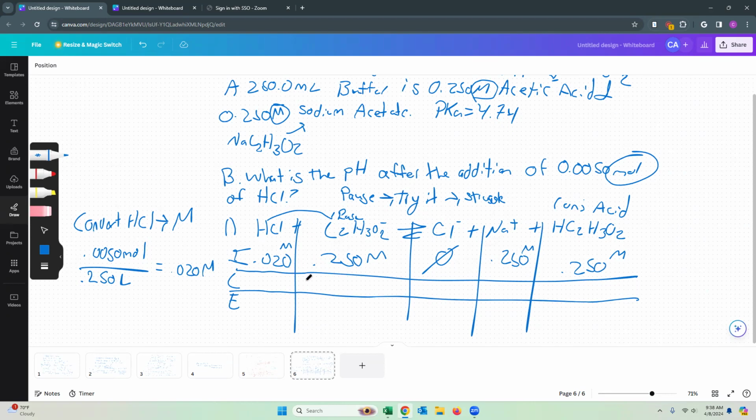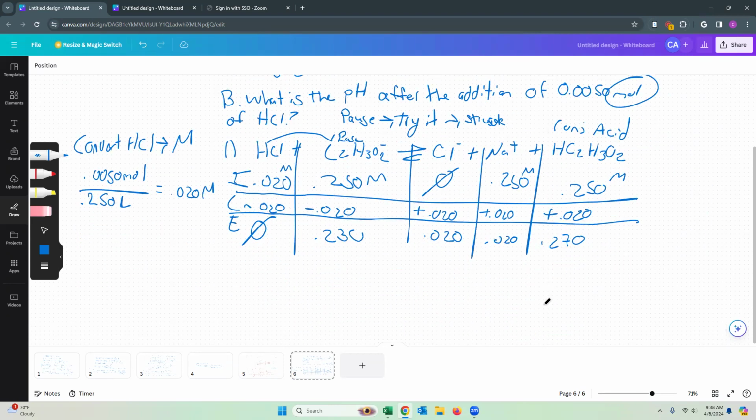Right now we're in molarity. So again, we have a limiting reaction problem. We have an acid interacting with our base. So we pick the smaller number and we subtract, minus 0.020, minus 0.020. Here on the products, we're going to add 0.020. And we're going to get 0 here, 0.230 base, 0.020 chlorine, 0.020 sodium, 0.270 acid.